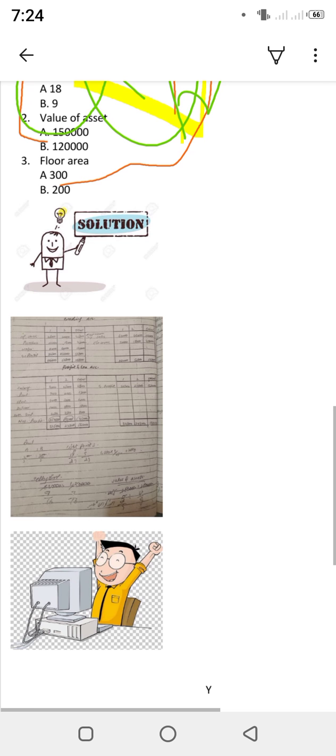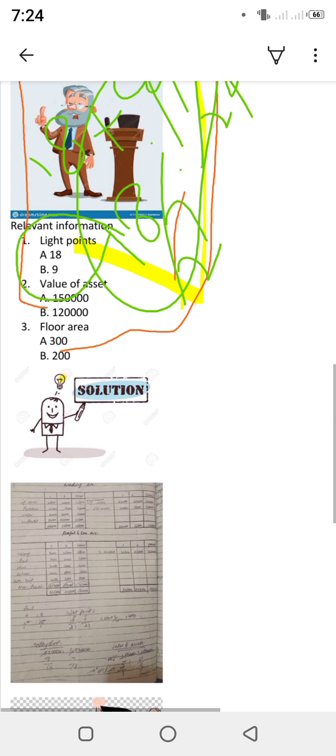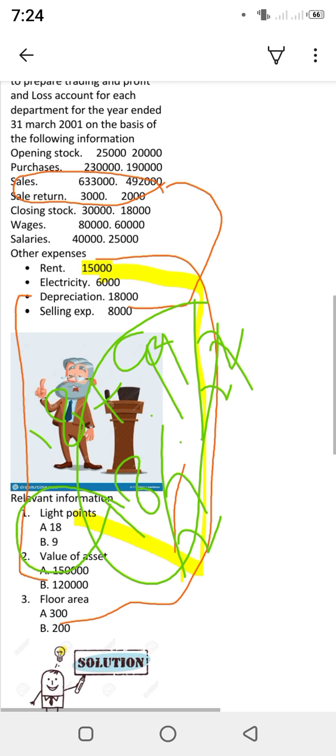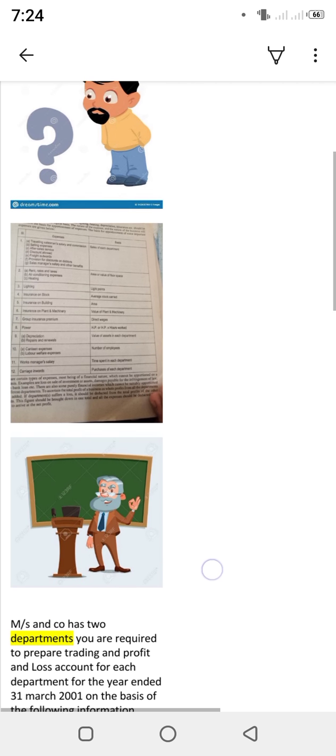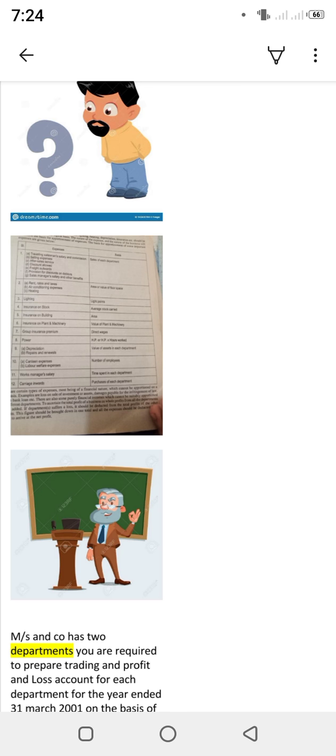And you have no problem in the questions. That question was so simple and easy. The only thing which we need to concern is that table.